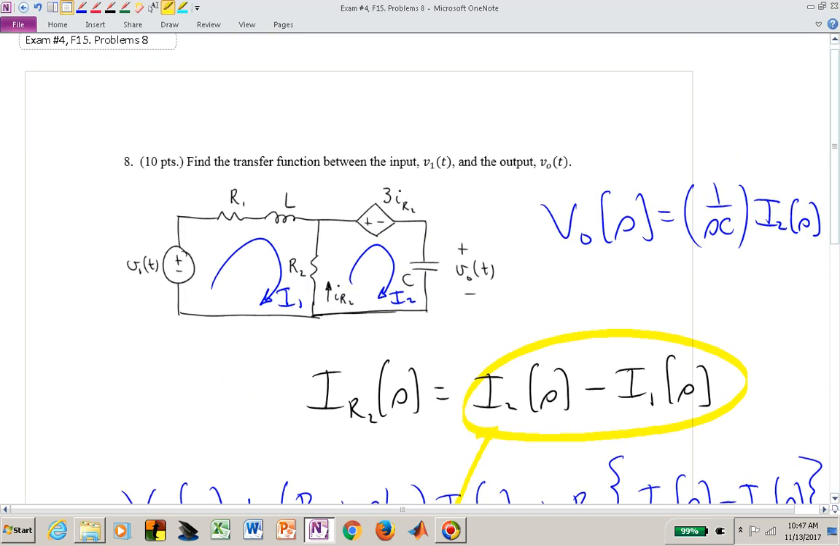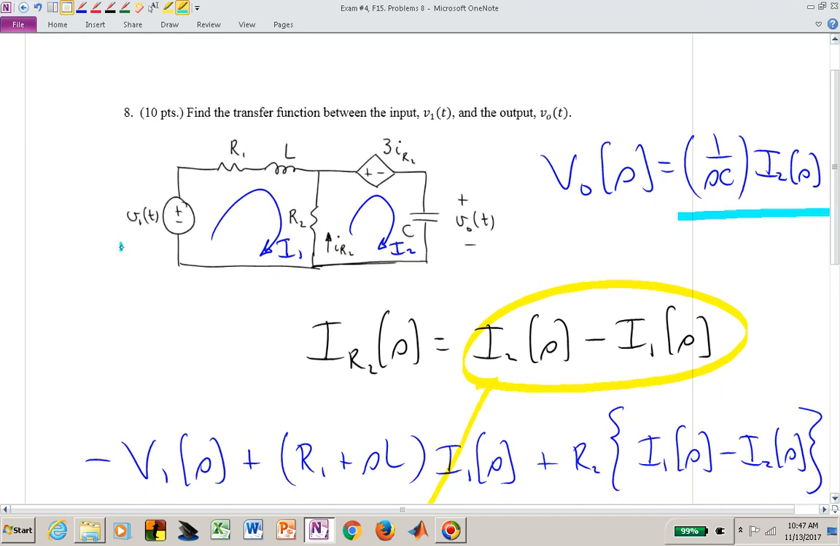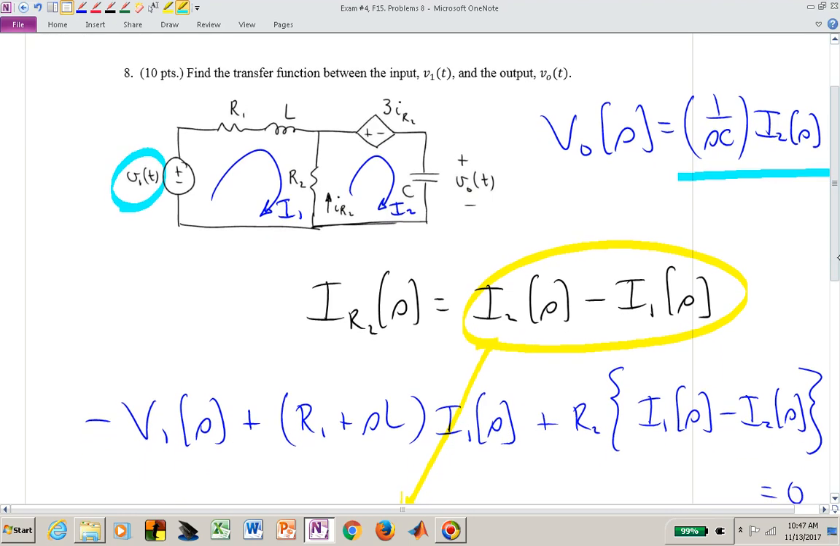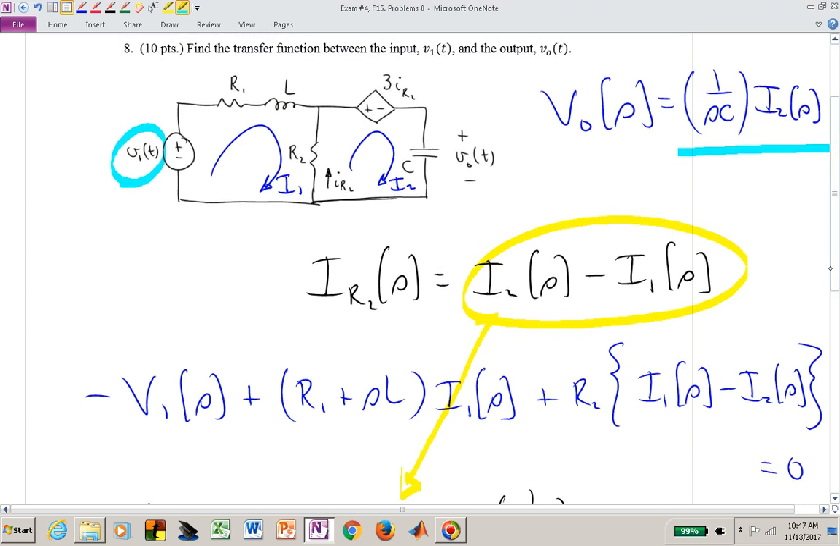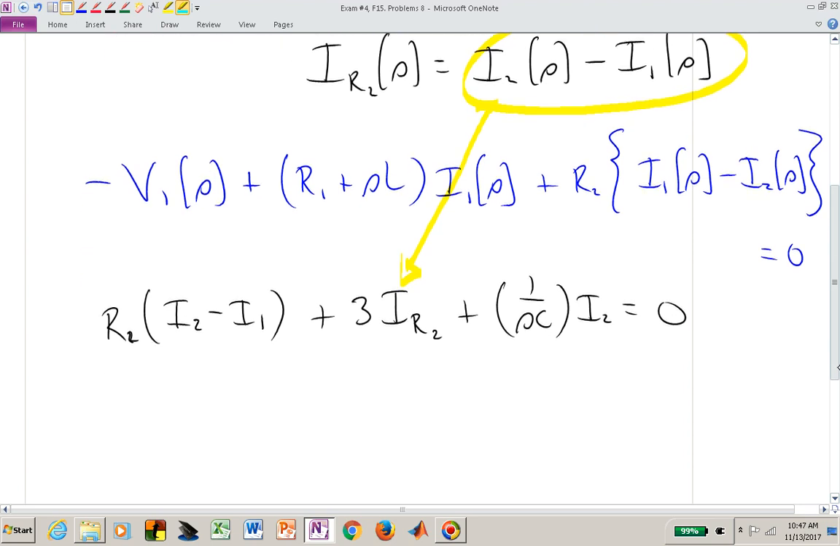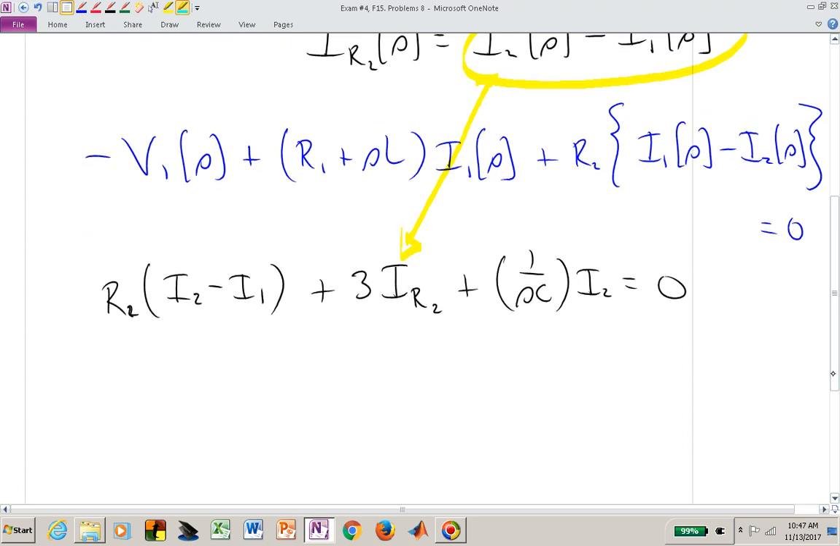I sub 2 will provide you with the ability to solve for v sub 0 of s, and inside that expression will be your input, and the ratio of v sub 0 to v sub 1 will be your transfer function, and you'll be done. So let's just do one more step in that process. Let's go ahead and put all of these pieces together.